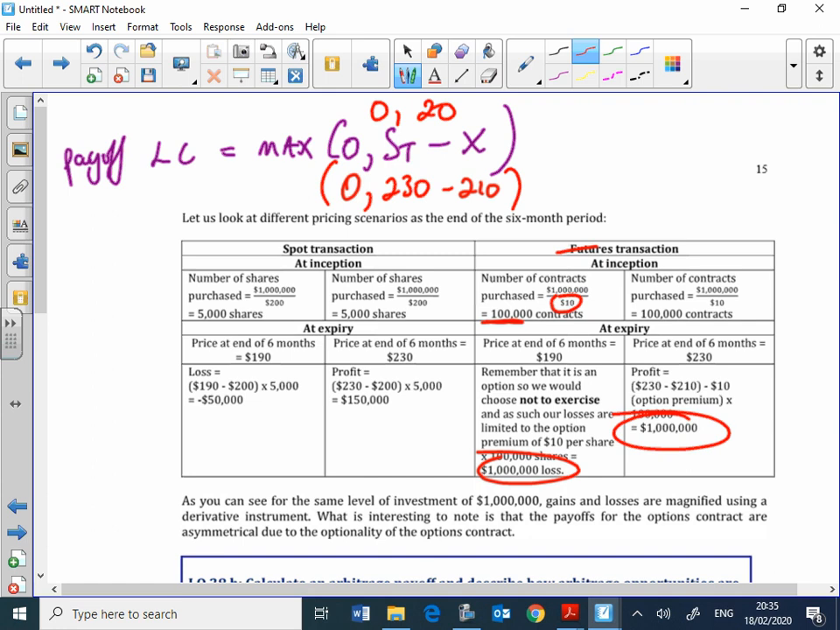And if you're not sure what to do, guys, I just want to change this around just a little bit. Let's go back to my 190. What was my 190 case? So the ST was 190, am I right? When ST says 190 less 210, which is minus 20, which one would you pick? 0 or minus 20? You pick 0. In other words, you walk away. Always a nice way to go back to your payoff equation and just to see what you're going to do.